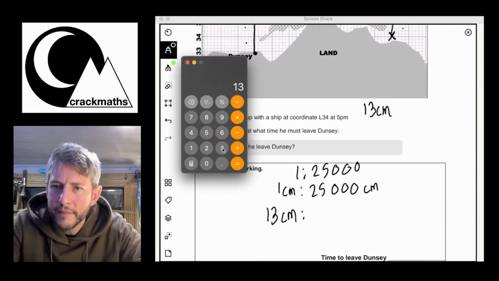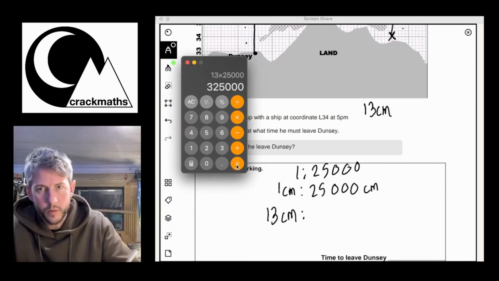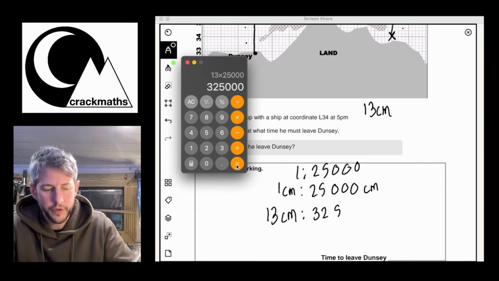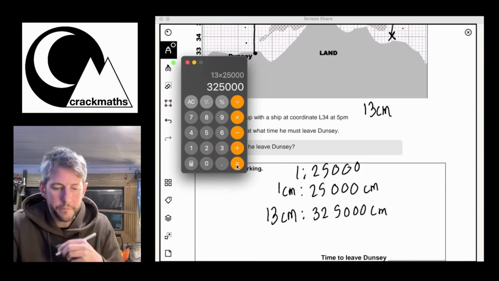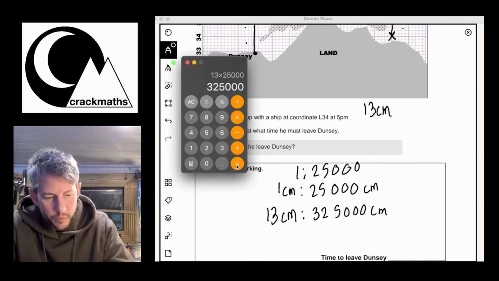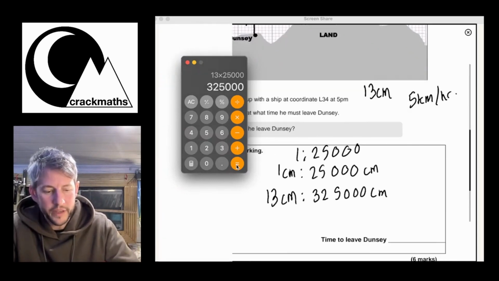So 13 times 2,500, and this equals 325,123 centimetres. Right. The speed that we've been given was 5 kilometres per hour. Okay, so we need to get our centimetres into kilometres. Okay, so let's work out what we can do with that.